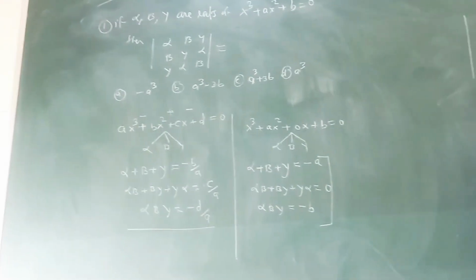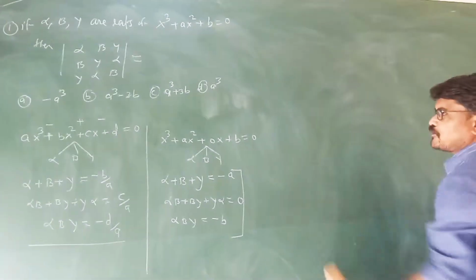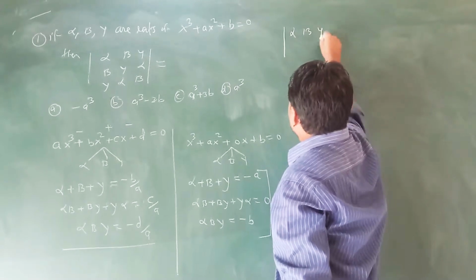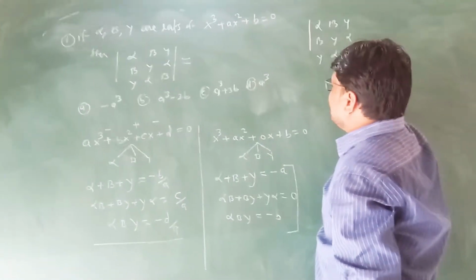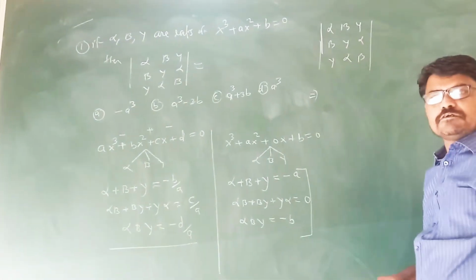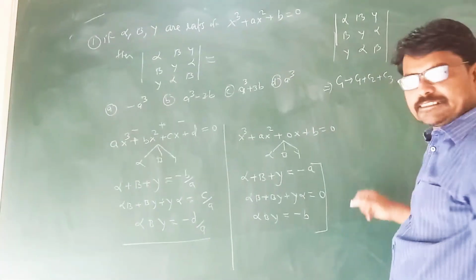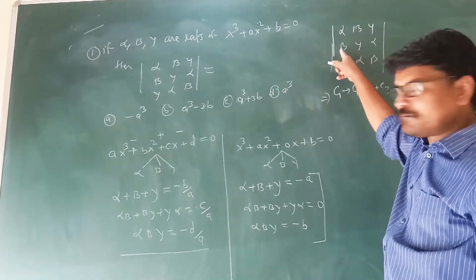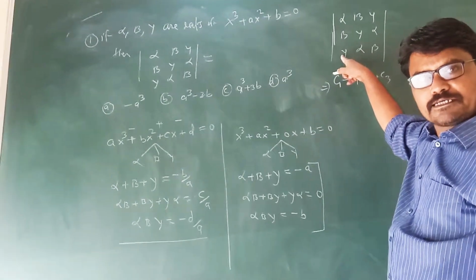Okay, this is the cubic equation, with sum of roots and product of roots. Now what is that? Alpha, beta, gamma; beta, gamma, alpha; gamma, alpha, beta. Correct? So I can apply the properties now. Just apply C1 plus C2 plus C3, again. Correct? So you will get alpha plus beta plus gamma over here, alpha plus beta plus gamma over here, alpha plus beta plus gamma over here.